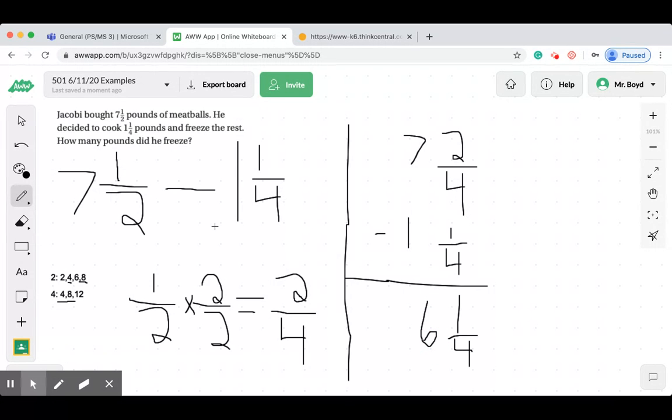But since it was asked to me in a question, I must write an answer statement. He froze 6 1/4 pounds.